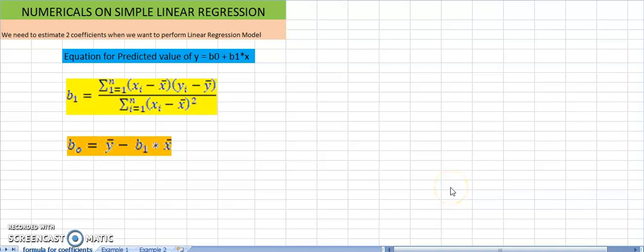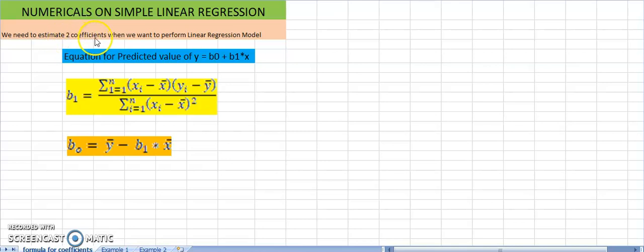Hello everyone, in continuation to our previous topic on simple linear regression model, today we are going to see some numericals on simple linear regression. Now, in our previous lecture, we have seen how to estimate the two coefficients required for the linear regression model. So the equation for the predicted value of y is equal to b0 plus b1 into x. That's what we have seen.